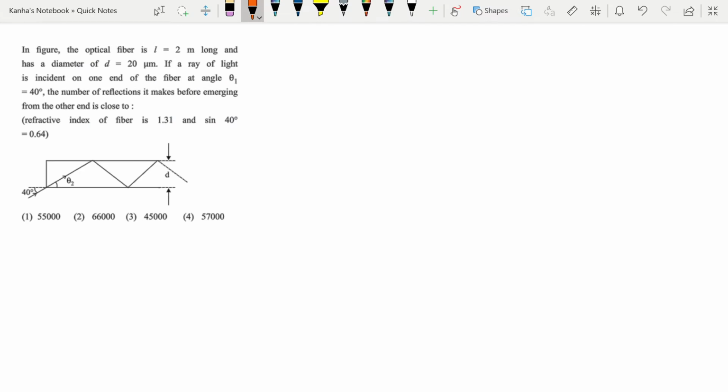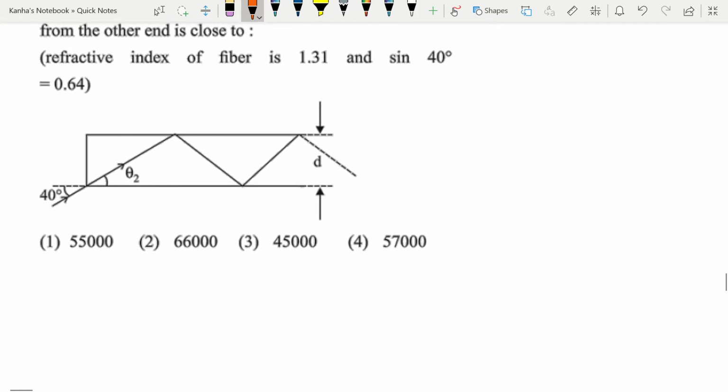Let's revisit another question. In the figure, the optical fiber is L equal to 2 meter long and has a diameter of D equal to 20 micrometer. If a ray of light is incident on one end of the fiber at an angle theta 1 equal to 40 degrees, the number of reflections it makes before emerging from the other end is close to which of these? So in this question, you are given, let me just zoom this in.